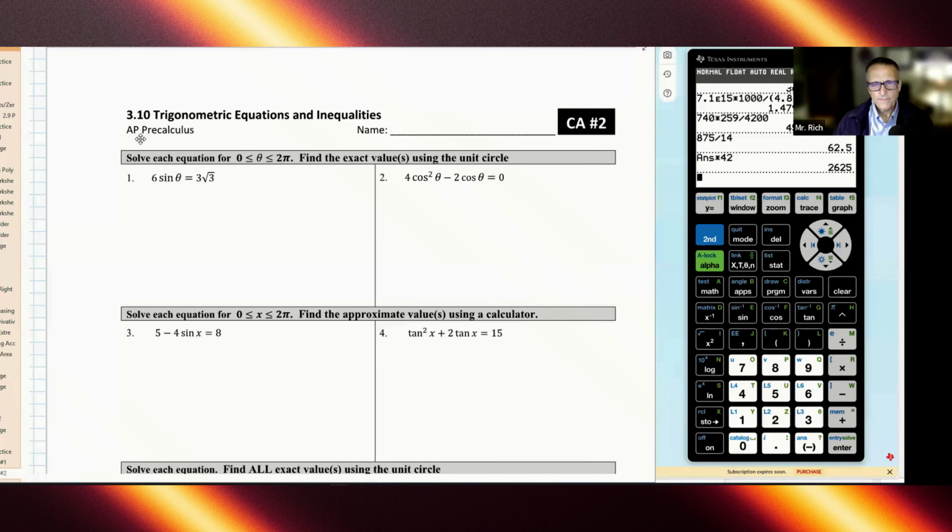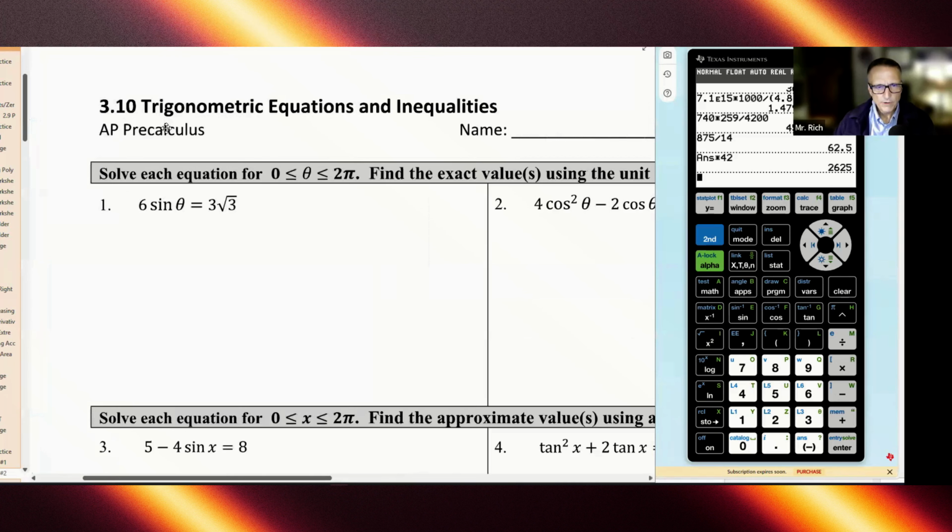So I'm going to show you what this is all about and how to use your knowledge of the unit circle and your knowledge of the graphs of the trig functions to solve these equations. And I think you'll find this extremely helpful. I will share my screen and we will take a look at some problems. Well, we're going to dive right in and show you what these problems are all about.